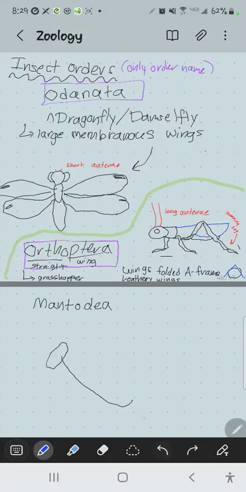And then one added thing is they typically have cerci. So at the very, very tip end of these, you can see the two little threads sticking out the back. So the abdomen with cerci. And that's basically little antennae-like feelers off the rear end of the insect.